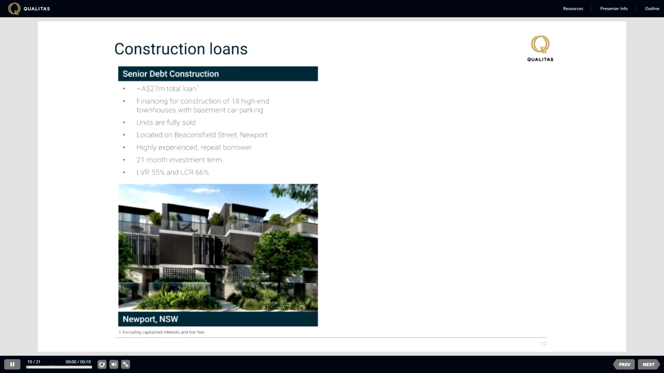Senior construction loan facility provided to fund the development of 18 high-end townhouses in Newport, Sydney. The project's currently fully sold and 3 months away from completion. The sponsor group is a highly experienced private developer who has a 5-year relationship with Qualitas.